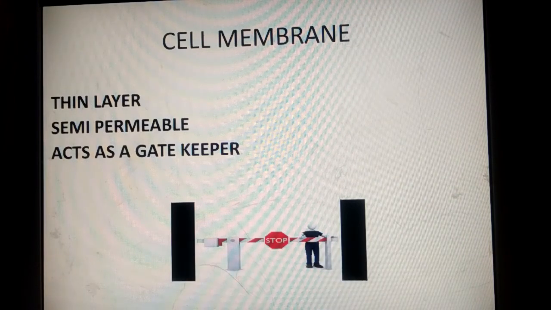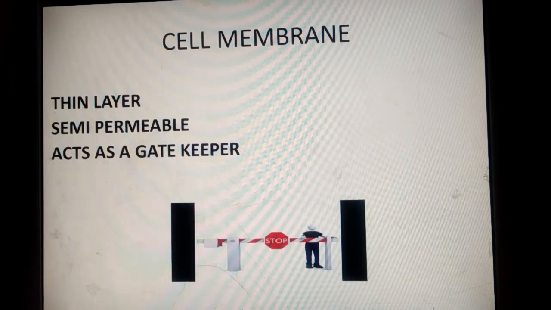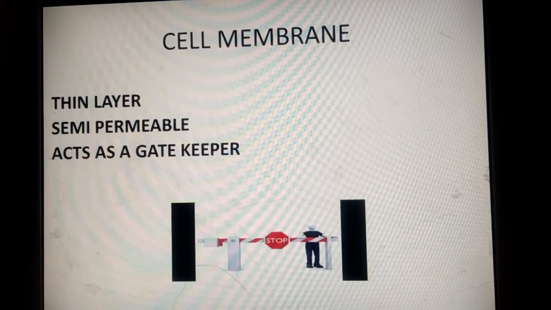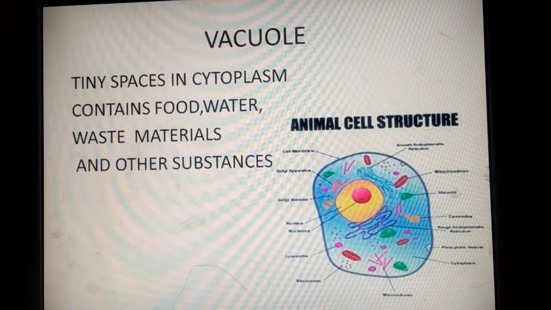Next is... okay, after the cell membrane, we come to, sorry, okay, sorry for the disturbance. Now next slide, vacuole.